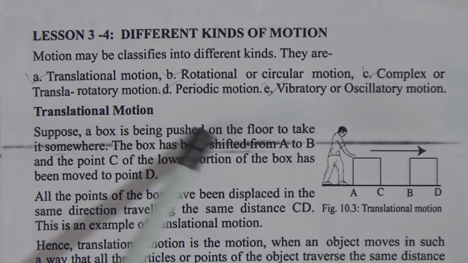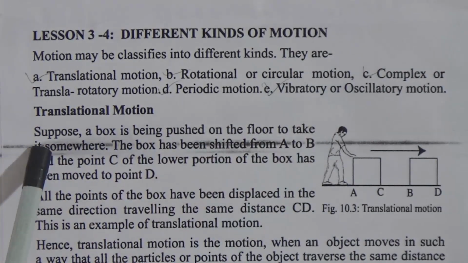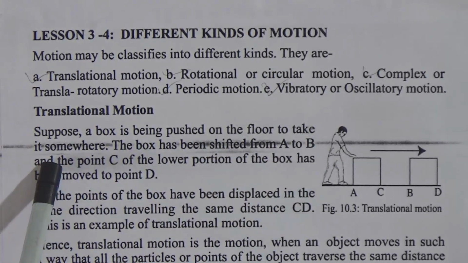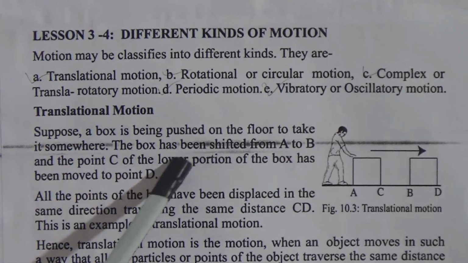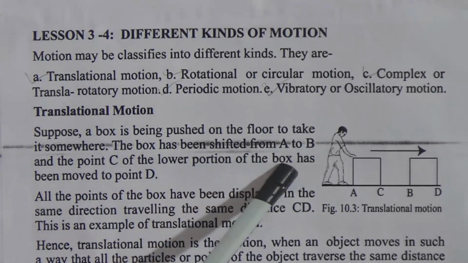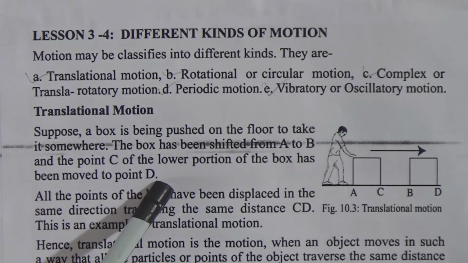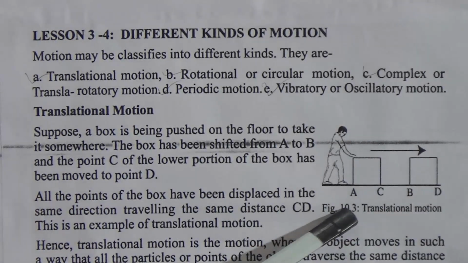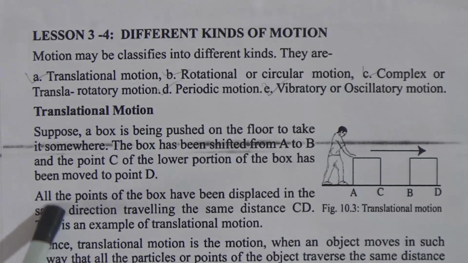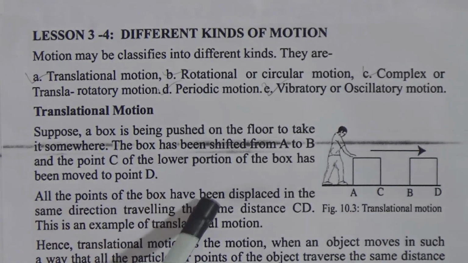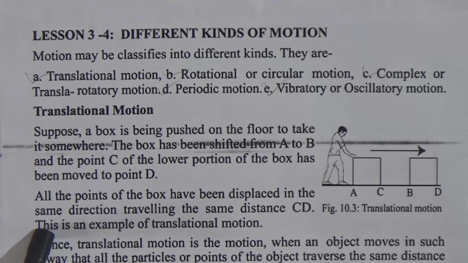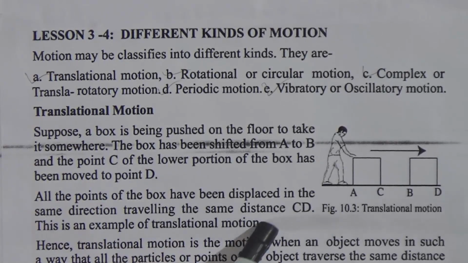Suppose a box is being pushed on the floor to take it somewhere. The box has been shifted from A to B, and the point C of the lower portion of the box has been moved to the point D. That means this point is moved to this point and A is moved to B. All the points of the box have been displaced in the same direction, traveling the same distance CD. This is an example of translational motion.